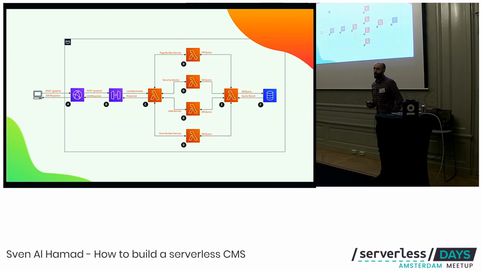Yeah? How are actually the lambda-to-lambda calls that you have there, for example, between C and D? Is it a direct call, or is it a destination?